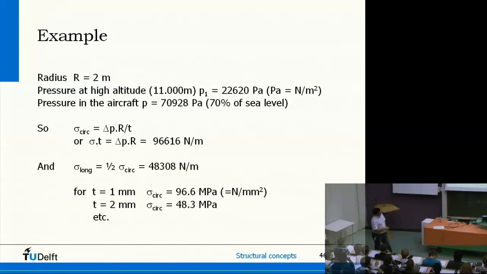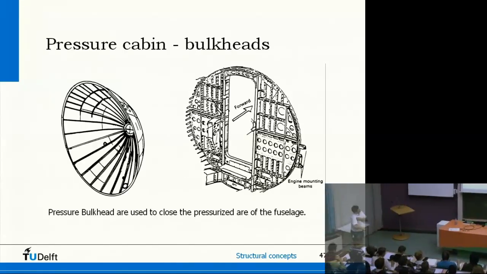This is much more common, about 50, 60. But then you see you already have a thickness of 2 millimeters. If I have a bigger aircraft, larger radius, then of course, if I would like to have the same stress, my thickness will also increase. So a jumbo jet usually has thicknesses of 3-4 millimeters. Okay, but you will work with it later on.